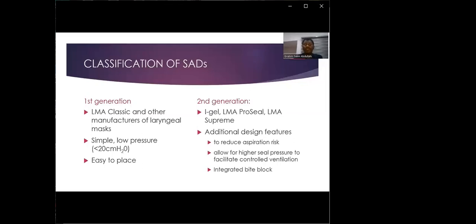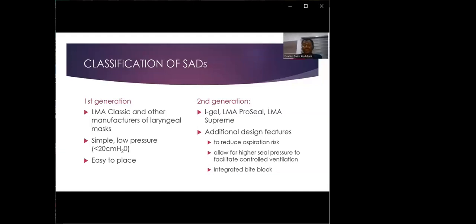Of course, they are relatively contraindicated in the obese patient. They are easy to place, and like I said earlier, they are placed blindly. While the second generation include the iGel, LMA ProSeal, and the LMA Supreme. These have additional design features.